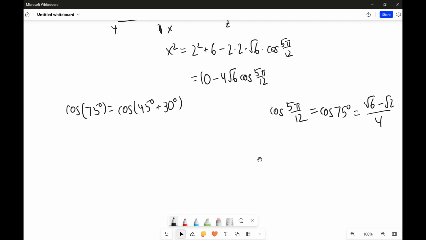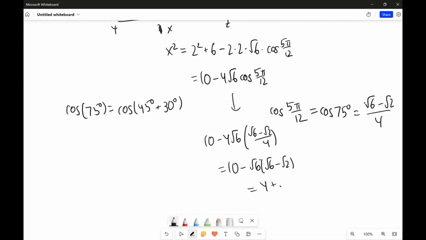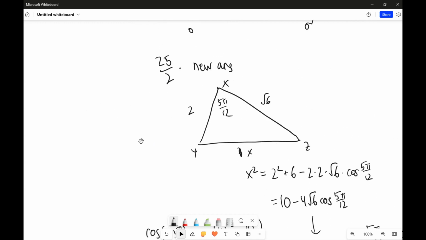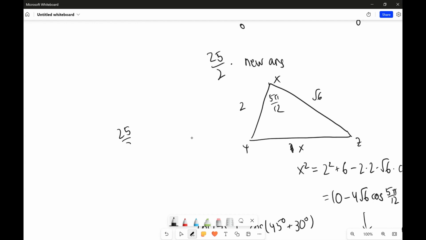But either way, this ends up being 10 minus 4 root 6 times root 6 minus root 2 over 4, which is 10 minus root 6 times root 6 minus root 2, which is 4 plus root 12, which is 4 plus 2 root 3. And this is x squared. And that means that x is equal to root 3 plus 1. And now we need to multiply our answer by 25 over 2. So that's 25 over 2 times root 3 plus 1, which is 25 plus 25 root 3 over 2. And that's OO'.